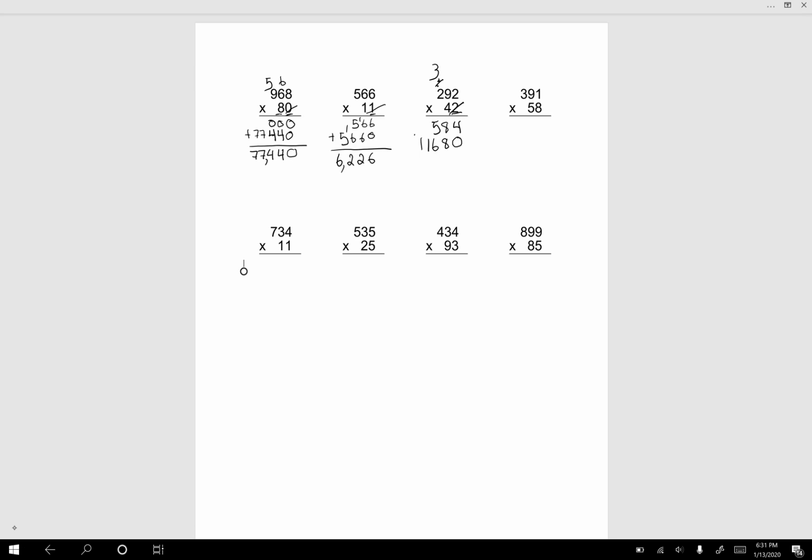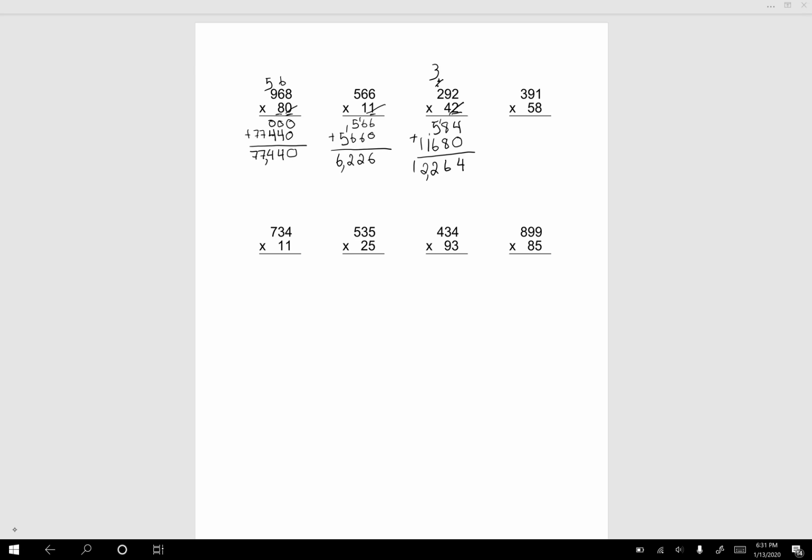And now I have to add those together. So I have 4, 16, 12, 2, and 1. So 12,264. At this point, I recommend for the remaining problems to pause the video and try them.